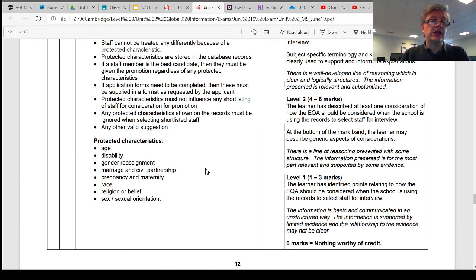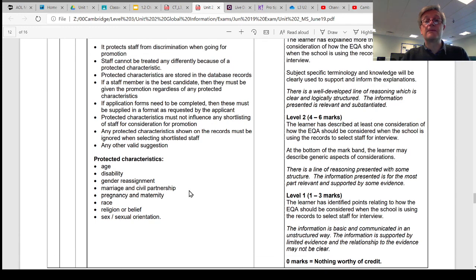So that's what the Equality Act is. You do need to know what the protected characteristics are. And in a question like this, you would be expected to refer to these protected characteristics. Just as if the question was about the Data Protection Act, you would be expected to understand the principles of the Data Protection Act and be able to explain them within the context of the exam question.